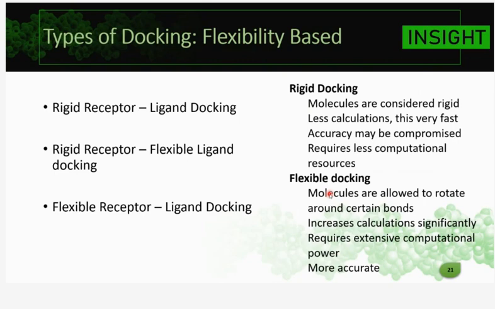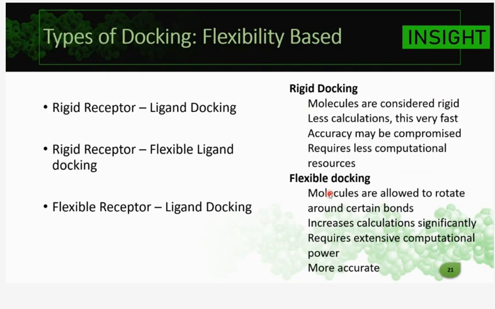But then, of course, the accuracy is going to be compromised because we are not taking into consideration the potential flexibility of these molecules. It requires very few computational resources. So if you want something very quickly just to get a basic idea, you can use rigid docking. Flexible docking, on the other hand, considers both the molecules involved as flexible. And depending on the types of molecules used, the number of calculations can be extremely extensive, and this is very expensive computationally. So you need a very powerful computing machine or computing infrastructure to carry out completely flexible docking, allowing flexibility in both the partner molecules.